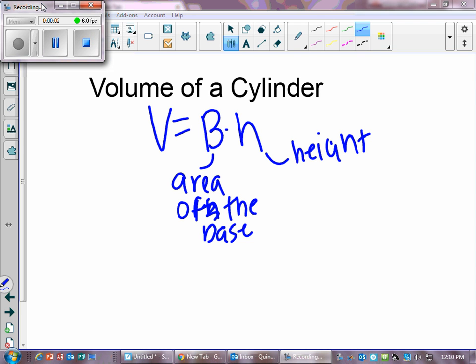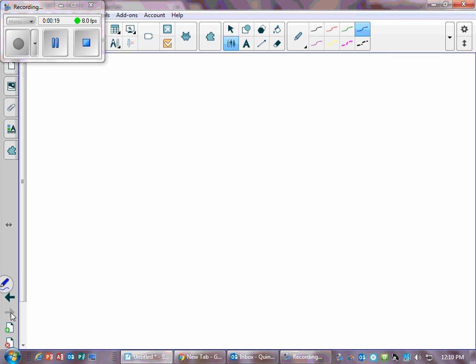So as we're going over volume of a cylinder, our formula said volume equals area of the base times height. So, area of the base, what is that? We don't know what it is. The first thing we're going to do, our first example, go ahead and draw a cylinder. So I draw my cylinder.